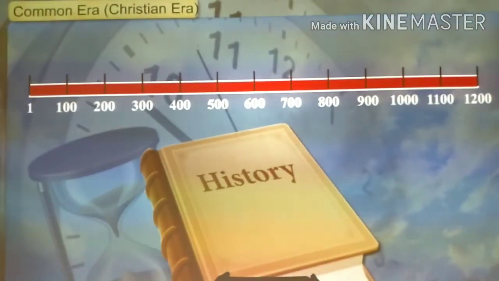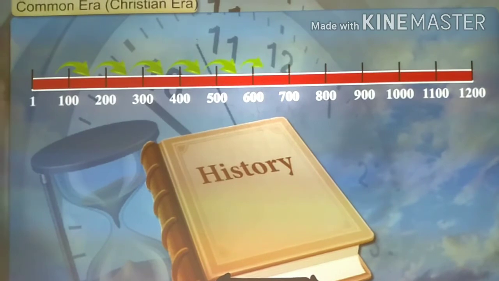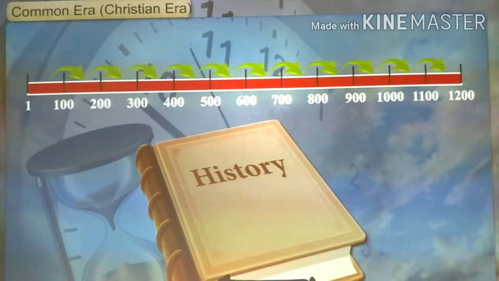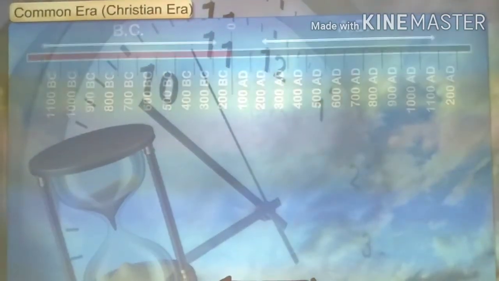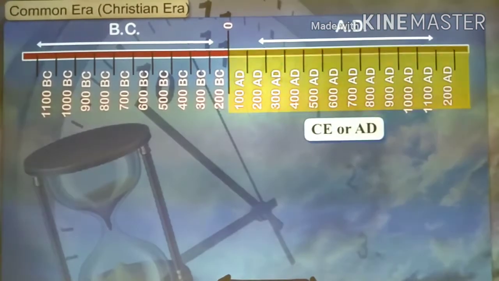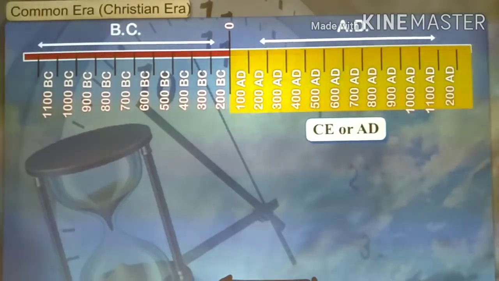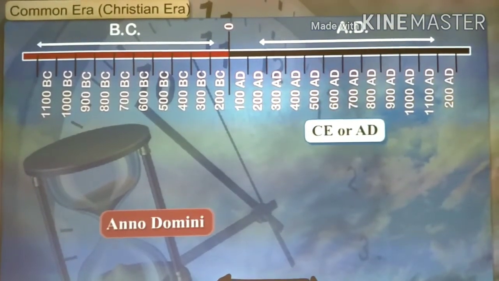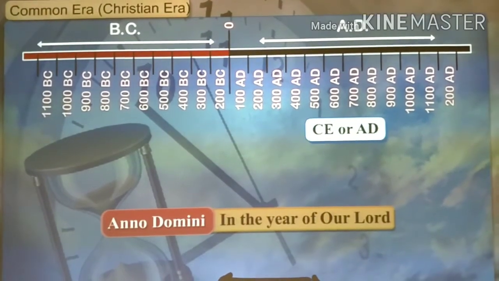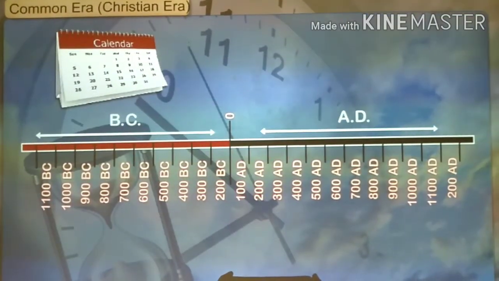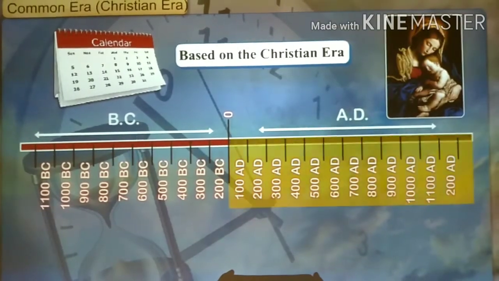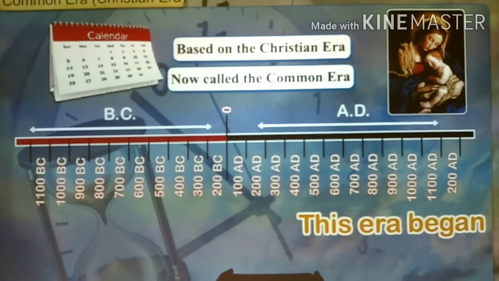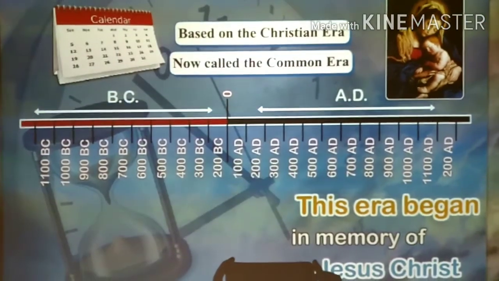In history books also, a chain of events that follow one after the other is presented in a linear and serial manner. For this, usually we refer to the Common Era, Christian Era, written in short as CE or AD, Anno Domini, which means in the year of our Lord. The calendar we use today is based on the Christian era, now called the Common Era. This era began in memory of Jesus Christ.